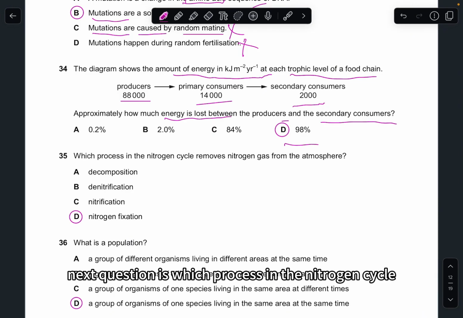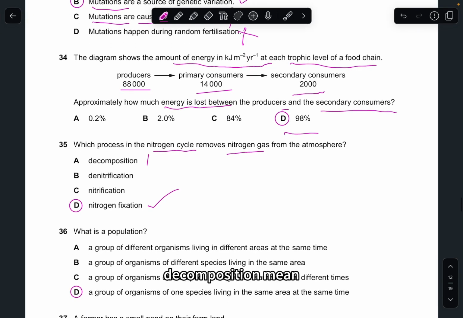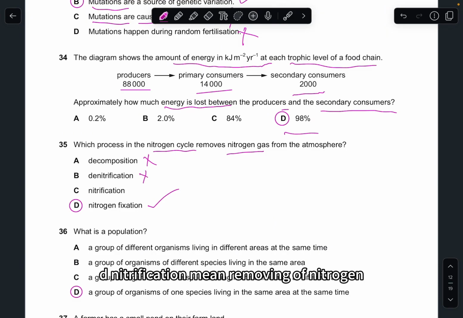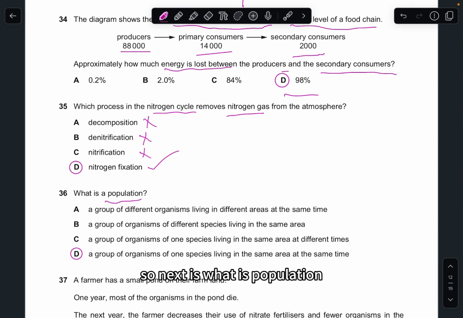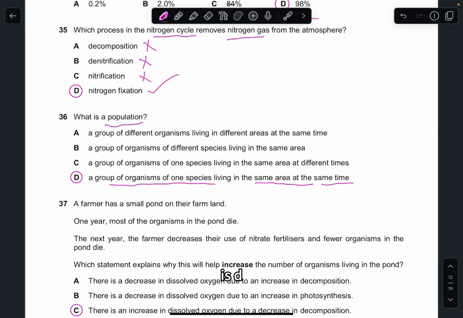Next question is, which process in the nitrogen cycle removes nitrogen? So that is not nitrogen fixation. Decomposition means the bacteria and fungi decompose the dead organism. Denitrification means removing nitrogen. Nitrification means changing the nitrogen into nitrates. That is also wrong. So next is, what is a population? Population is a group of the same species that live in the same area at the same time. So it is D.